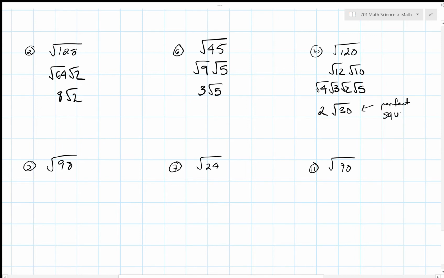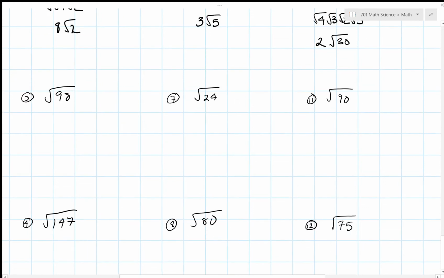And then maybe I take a minute here and check, are there any perfect square factors in 30? Are there any factors of 30 which are perfect squares? 4, 9, 16, 25, etc. And it turns out there aren't, so I can stop. That's the answer. 2 root 30 is the answer.